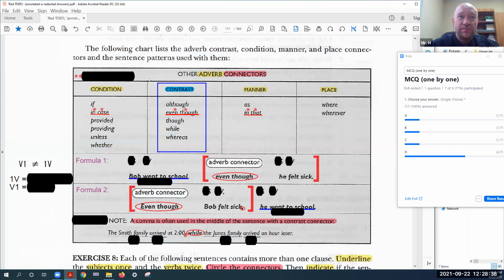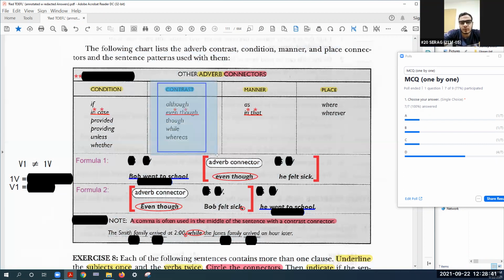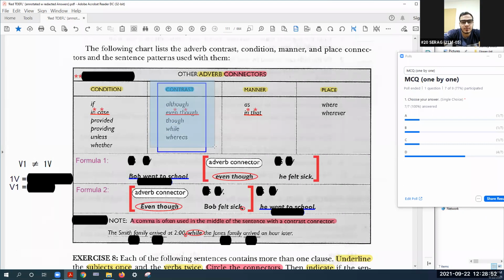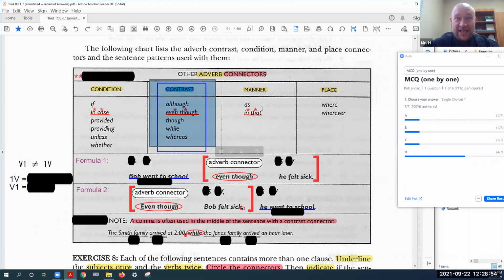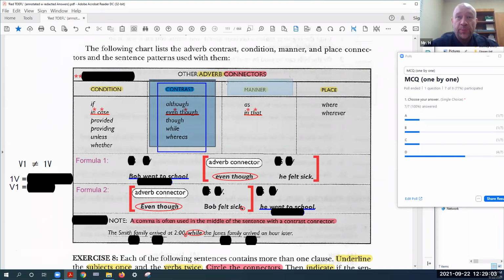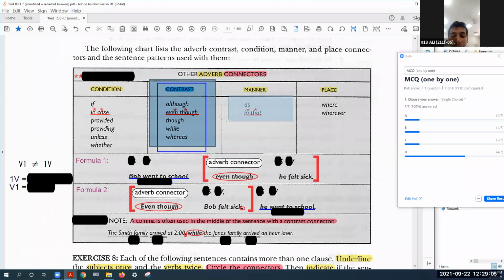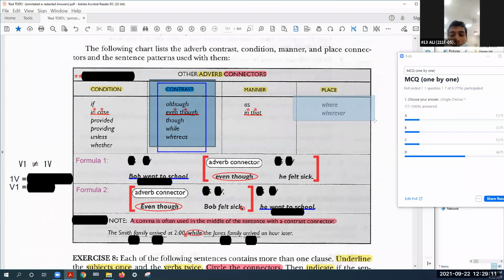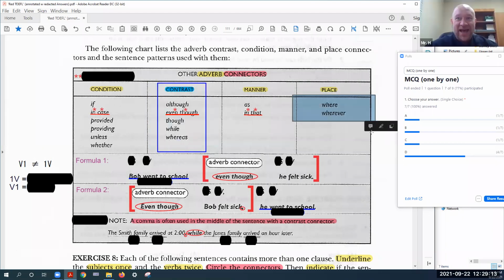Siraj, how about the second group? Second group, 5. What does it say? Contrast, right? Go ahead. Although, even though, though, while, whereas. Good. And then Ali. What is the name of the group? Manner: as, in the manner. And over here, place: where, wherever. Okay. There's a big echo. Are you sharing the room with someone?